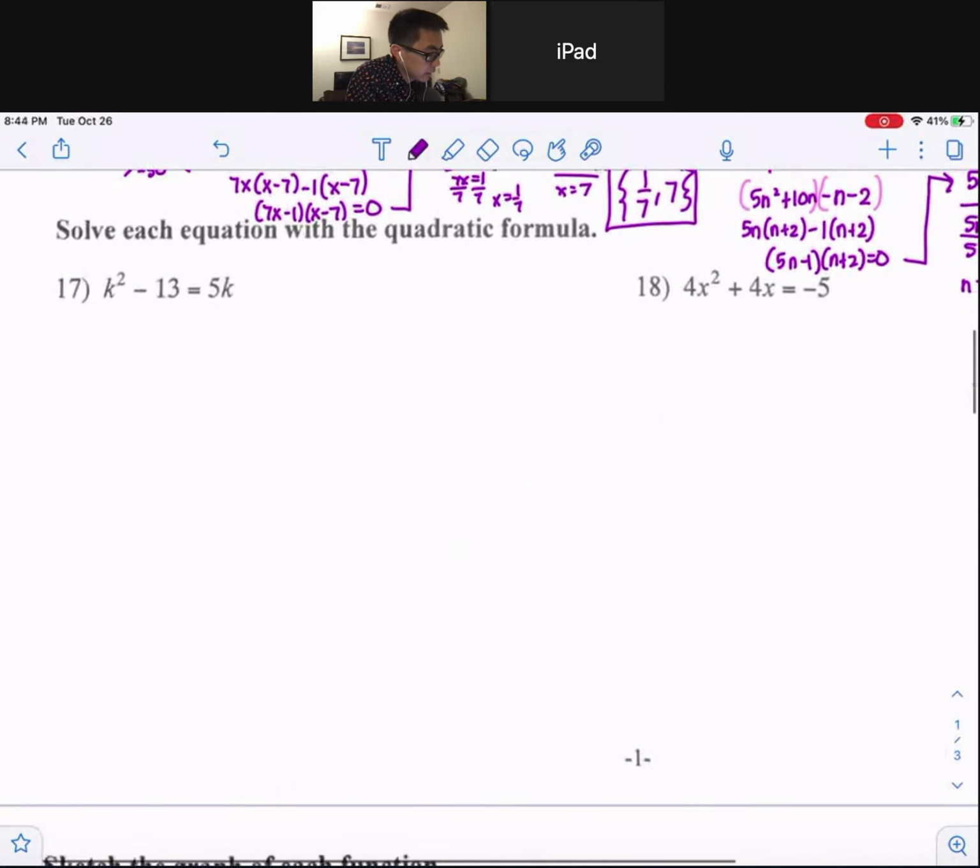Okay. 7 and 18. This requires you guys to solve for x or your variable using the quadratic formula.